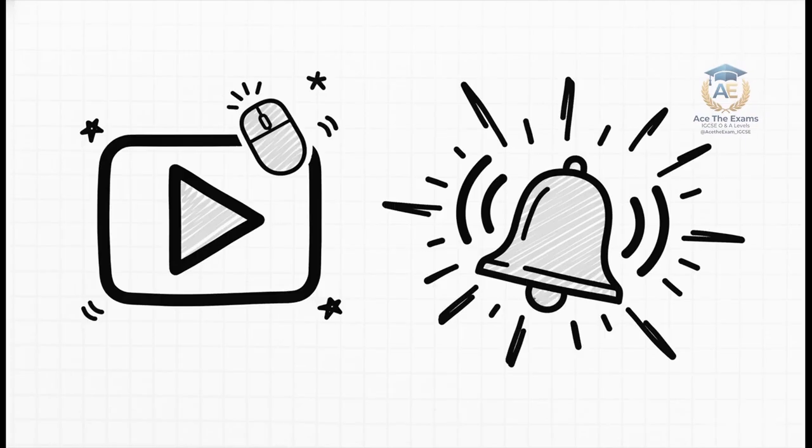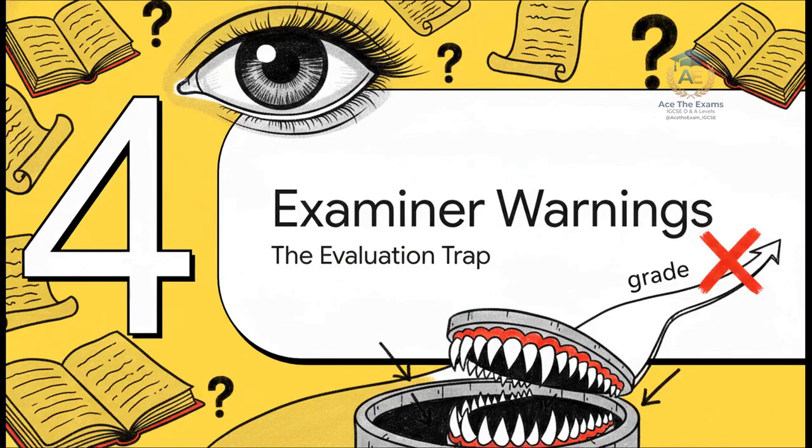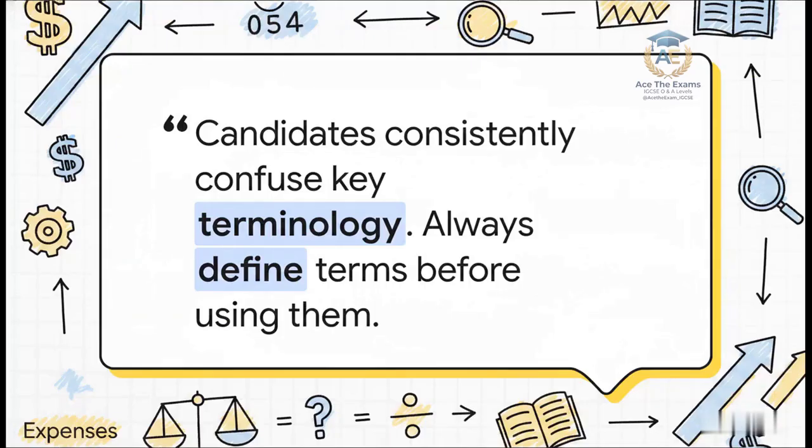All right, let's get back to the explainer and look at exactly where students are bleeding marks. Section 4. The Examiner Warnings. Let's talk about the evaluation trap. So, we are going to look directly at the principal examiner reports here to uncover the most dangerous pitfalls.